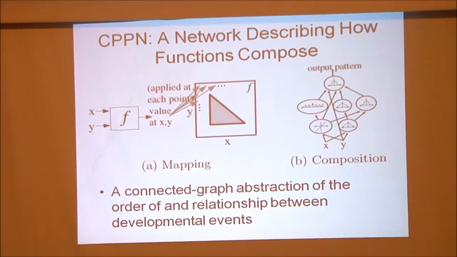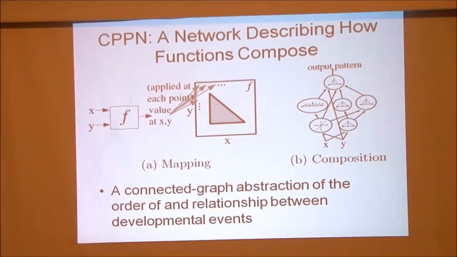So for example, when a periodic gradient here feeds into a symmetric gradient here, what you're going to get is segments with opposite polarities. You get segmentation with opposite polarities. And so you can think of this as a sequence of developmental events. Some of them happen in parallel, some in sequence, starting from the bottom and going to the top, and then the output is the final phenotypic form.